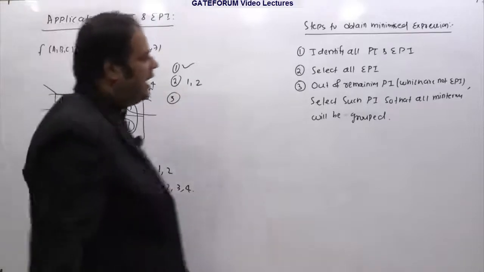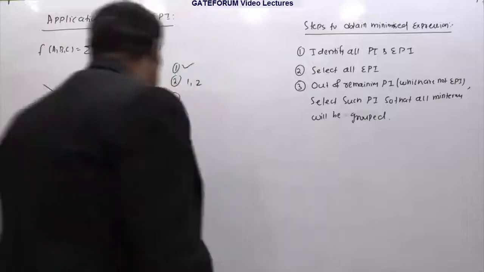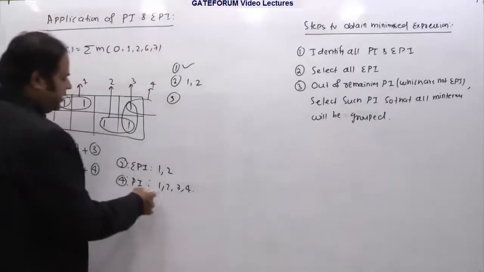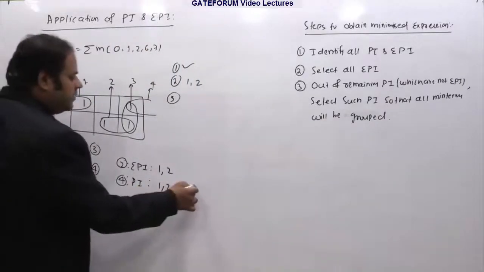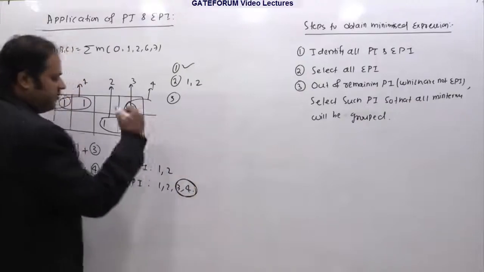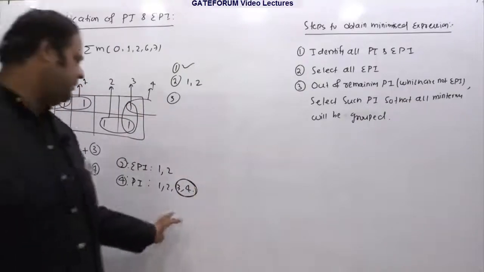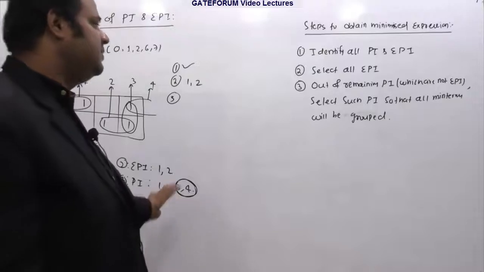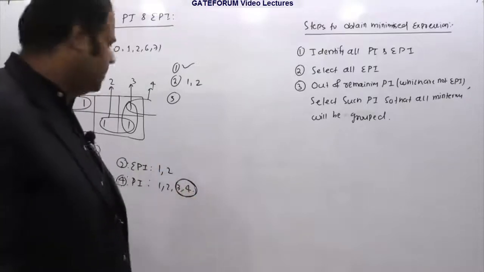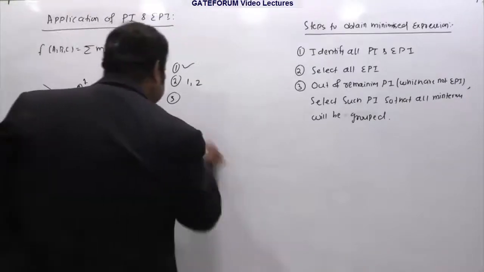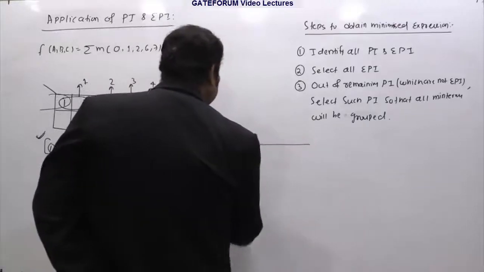Step number 3 is: out of the remaining PIs which are not EPIs. So among these PIs 1, 2, 3, 4, EPIs are 1 and 2. Among the remaining PIs, the remaining PIs are 3 and 4, right? So out of these 3 and 4, select such PIs so that all minterms will be grouped. So basically what I want to say is, if I redraw this K-map again, right?